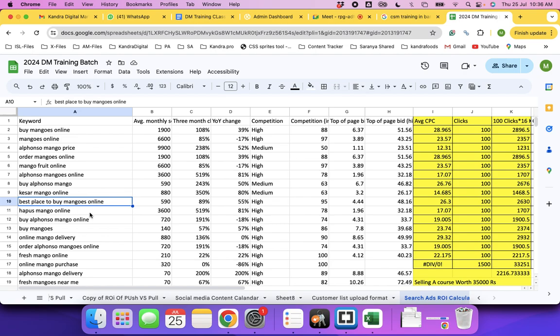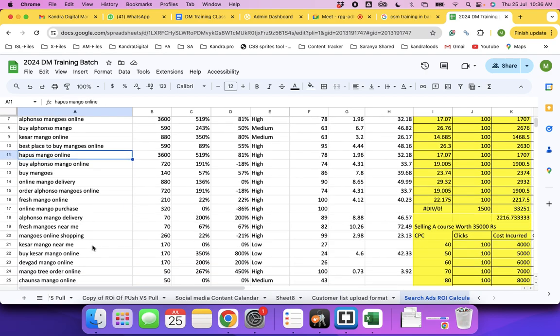When somebody searches best places to buy mangoes online, if you are bidding on it, see the CPC is 4.4. Google will charge you 4.4 rupees to 48 rupees anywhere. Suppose mango online, not many people must be selling it. There are different criteria. Though this is a short keyword, because there is no competition, the CPCs are less.